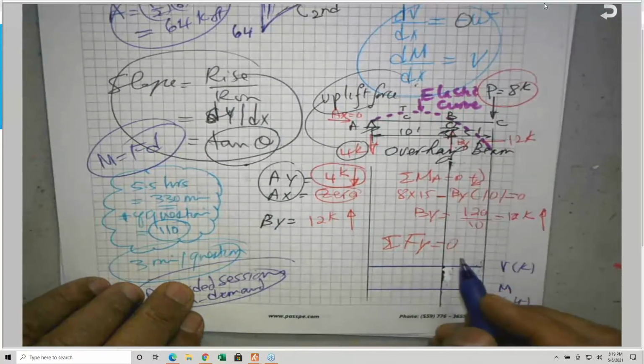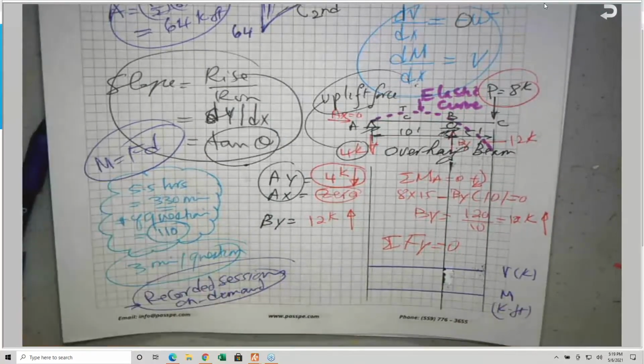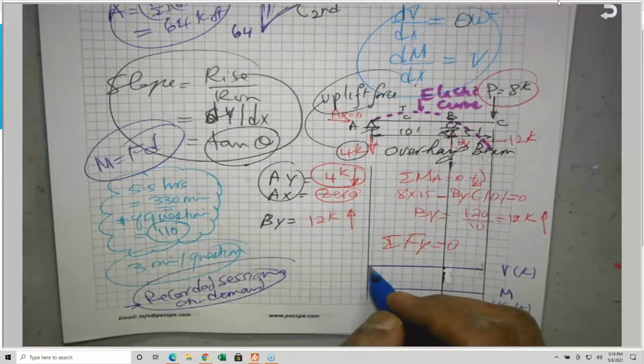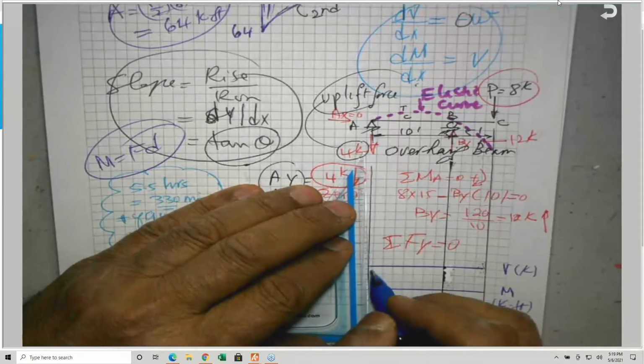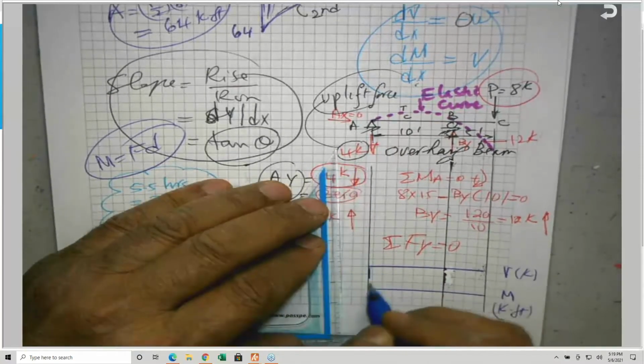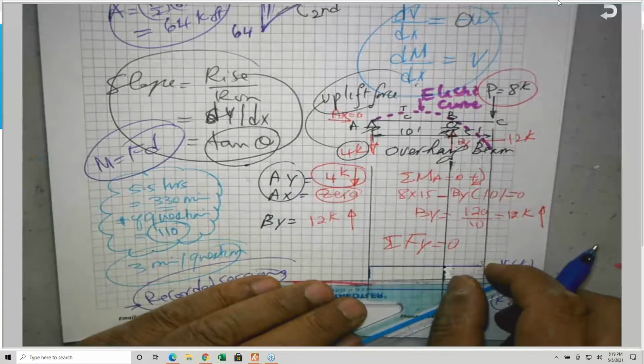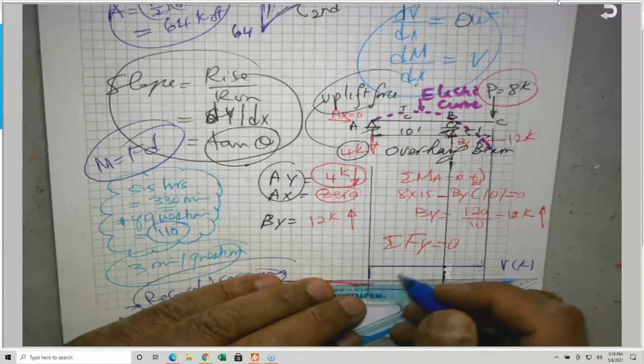So if you draw the shear diagram, as I told you, it starts from the left. Anything that goes up, go up. Anything that goes down, go down. So the 4 kips is down, so I will go down. 4 kips is down, and I will move straight. I will tell you why I move straight.